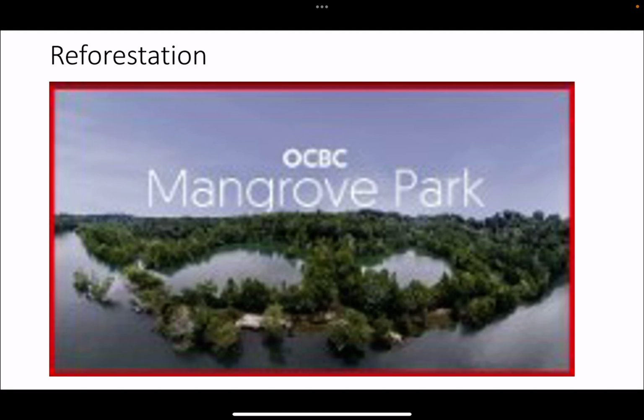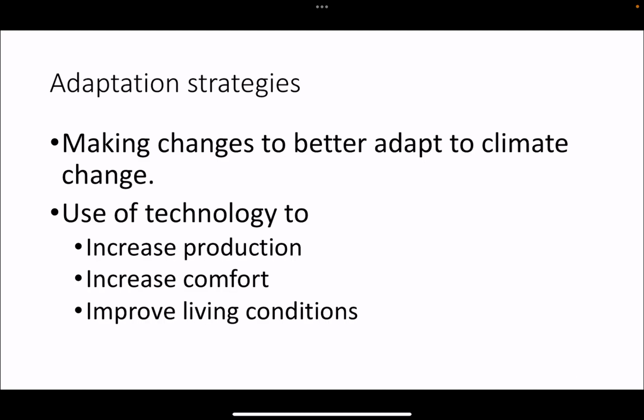So this is OCBC Mangrove Park, another video, a local context on how we are starting to reforest mangroves in Singapore. Moving on to adaptation strategies. Once again, these are changes to help us adapt to climate change. You can think of it like you give up, there's nothing I can do about it, let's just make our life better. The main tool used in adaptation strategies tends to be technology.